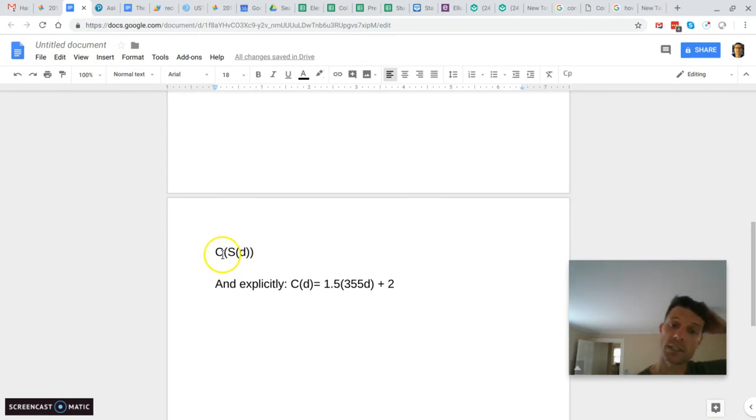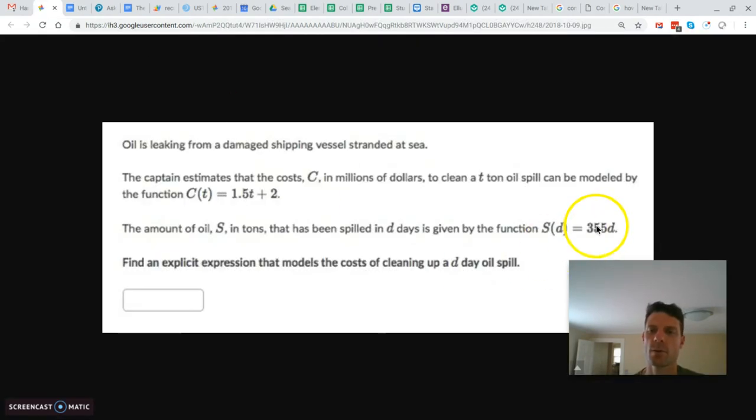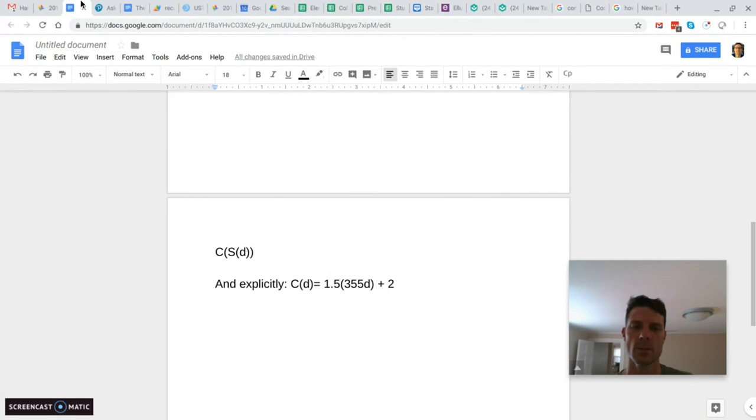And of course, they want an explicit formula. So what that means is they don't just want this kind of formalization, the symbols. They want us to actually write the formula out. And you can see right here, I've combined this in the C function. This is just an X, but I've put the stuff of S of D inside and replaced T with that. So it's inside the C function. That's function composition there. I'm taking S and then I'm taking C. So S is really kind of inside C. I hope that helps on this problem a little bit.